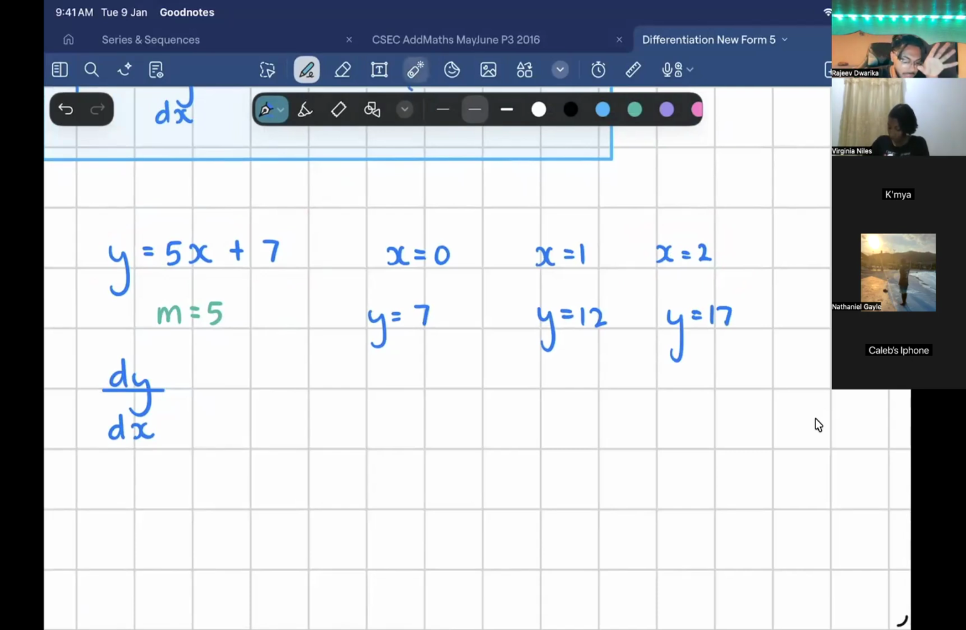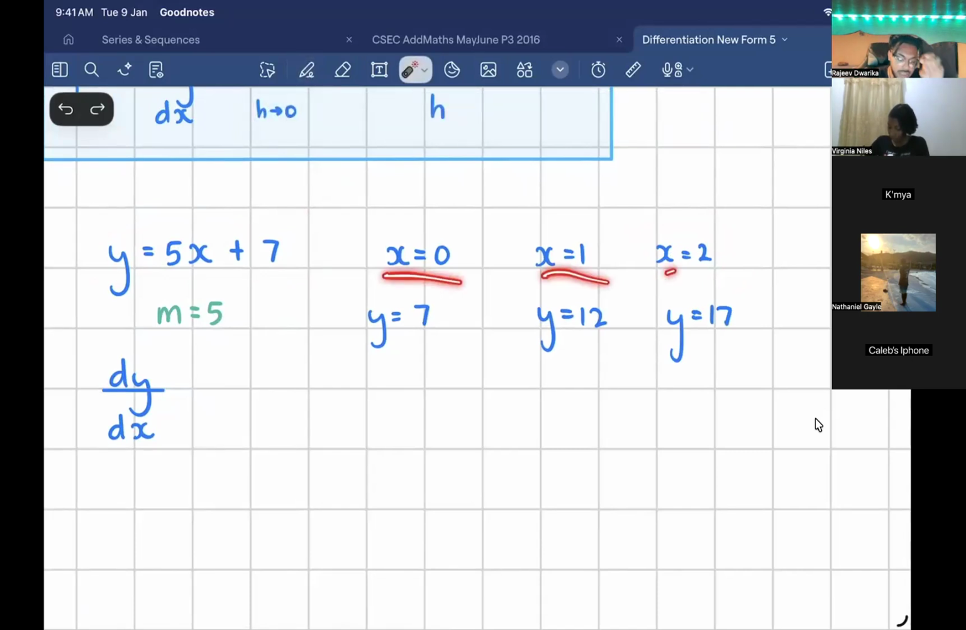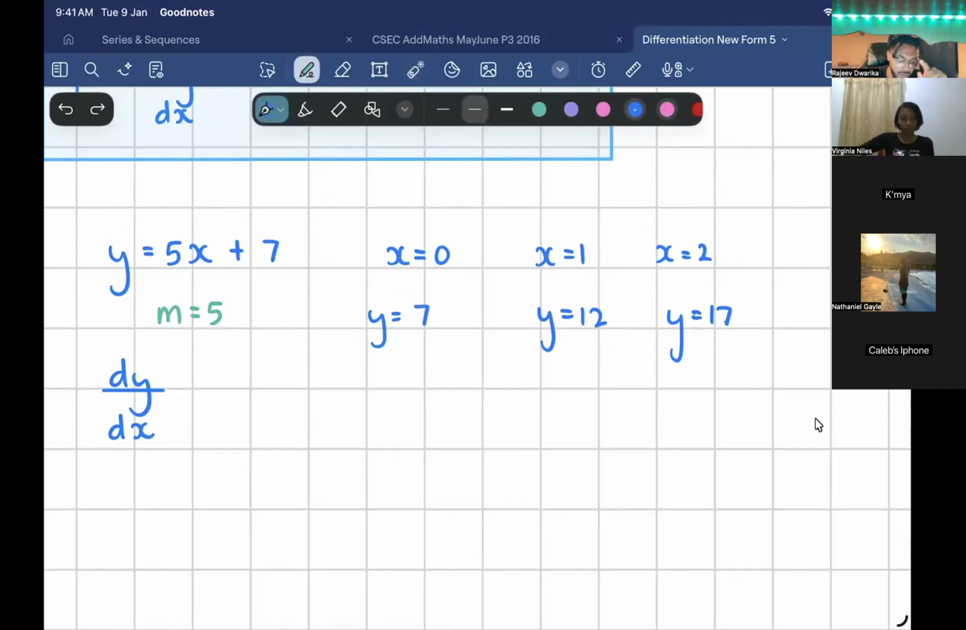When I change x, what changes as a result? By changing x, what changes? Y would change. Like when x was 0, y was 7. Did it remain the same over here? No, sir. You're noticing that the y value changes by what? What value does it change by every single time? We just said APs. It's 5.